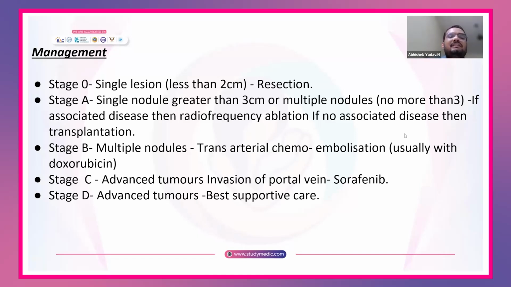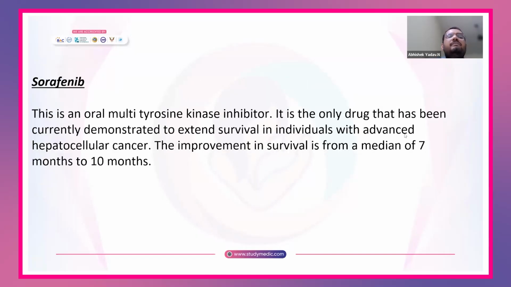Stage C, where it's an advanced tumor with invasion of the portal veins. There's a newer drug, a tyrosine kinase inhibitor, that is sorafenib, which can be used and was found to be effective. Then Stage D, with advanced tumor with extensive metastasis. In such conditions, always go for palliative care. Sorafenib is basically an oral multi-tyrosine kinase inhibitor. This is found to be very effective in the treatment of hepatocellular carcinoma.